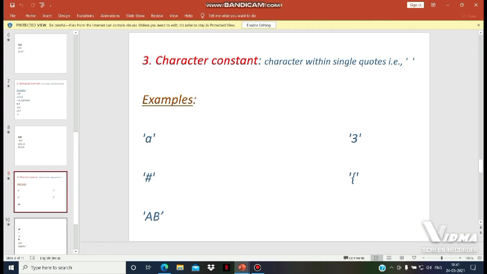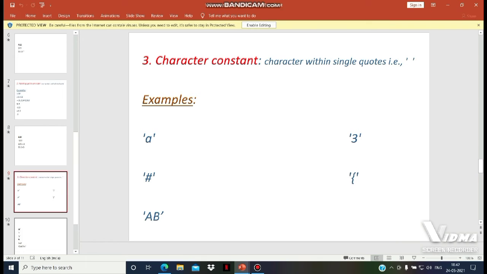Now we will see examples. Any digits, alphabets, special characters, or white spaces come under character constant. But for floating point constants and integer constants, only digits from 0 to 9 are allowed. A character constant may have any digits, alphabets, special characters, or white spaces, but it should be only one character enclosed within single quotes.